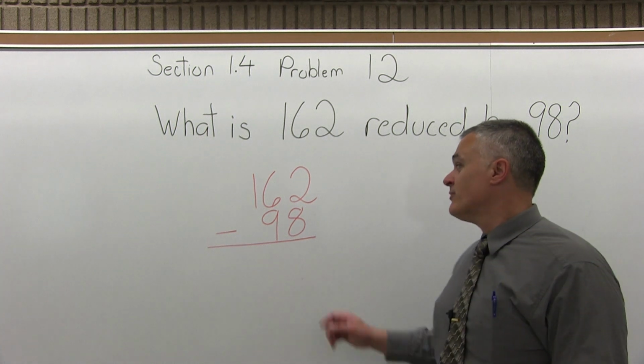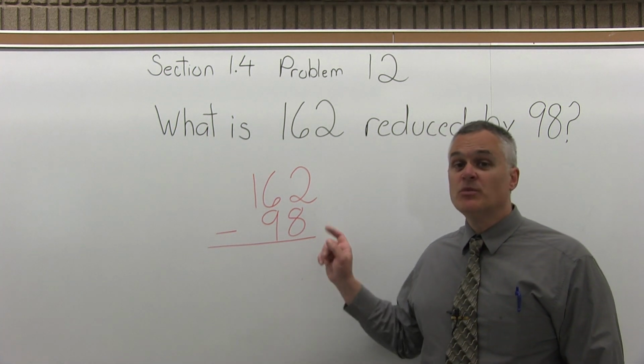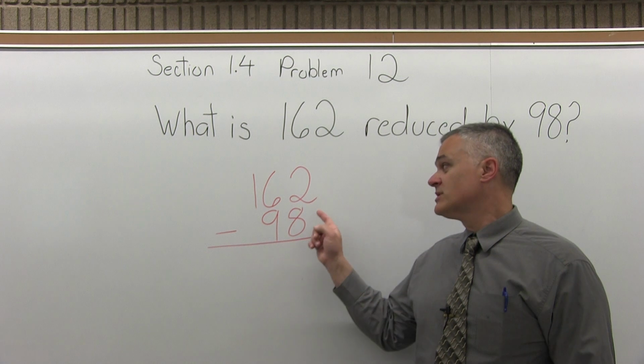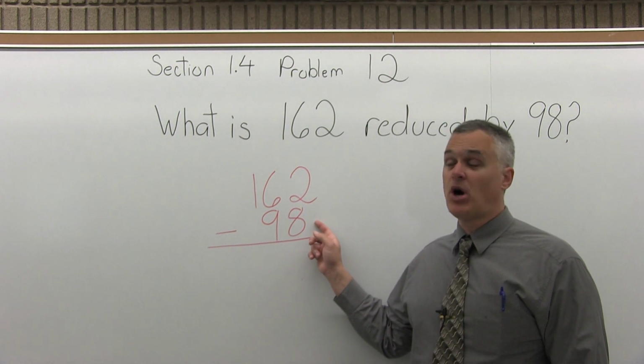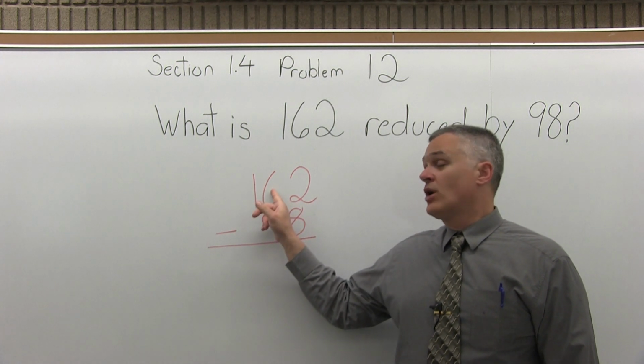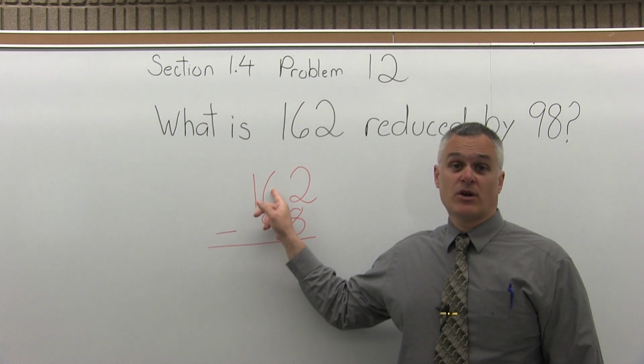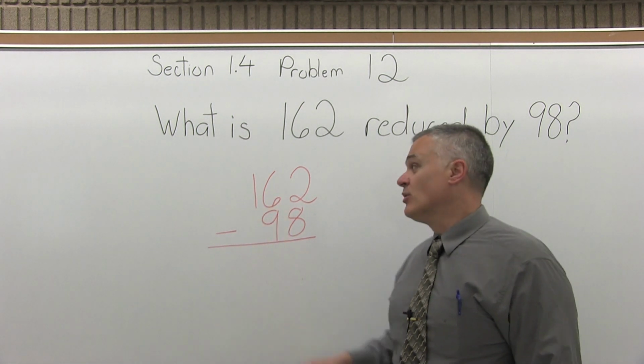So to start, in the rightmost column of digits, I have 2 minus 8. Now the 2 is not large enough to subtract an 8 from, so I need to borrow. I will go one column of digits to the left. At the top of that column, I find a 6. So I will borrow from the 6.